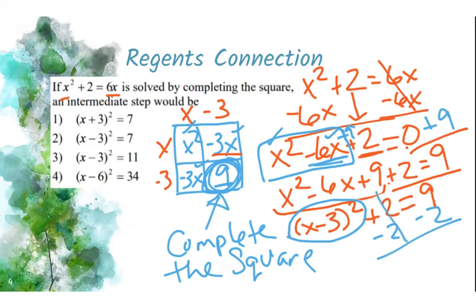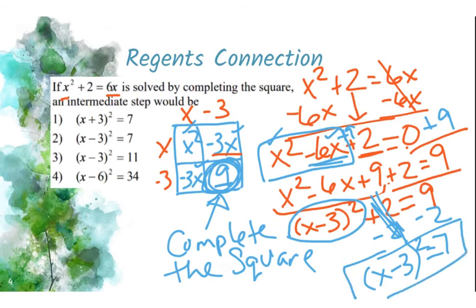Some people like to do this earlier. If that's your jam, go for it. Okay, so now I've got 9 minus 2 is 7. These two cancel out, and I'm left with x minus 3 squared. And we actually don't even have to go any further because that's an intermediate step. We could go further and square root both sides, but an intermediate step would be x minus 3 squared equals 7.